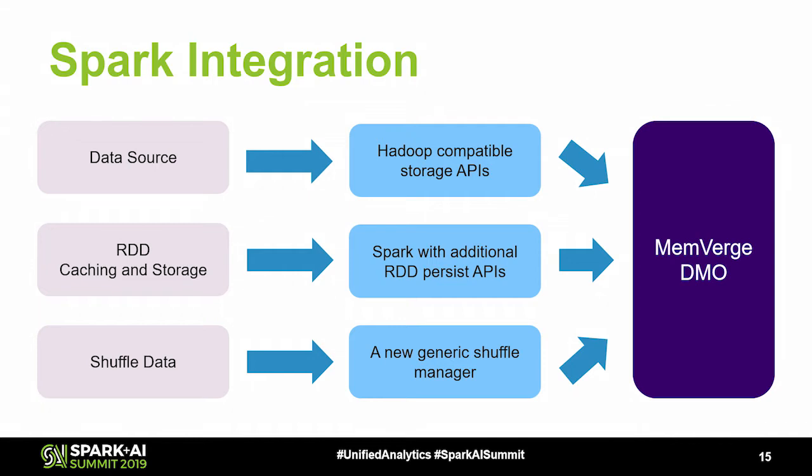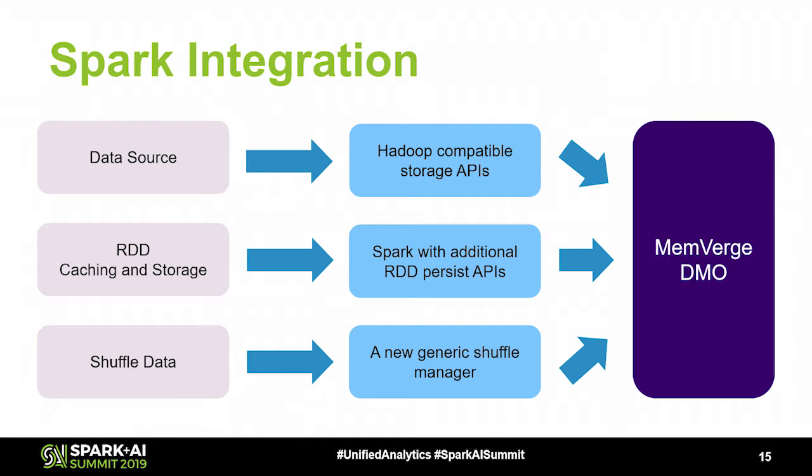When integrated into Spark, we choose three typical scenarios. One scenario is to use the persistent memory and the DMO as a data source, and we build a Hadoop compatible file system API on top of this DMO system, so that Spark could directly read data from this DMO without needing any code changes. And second, for RDD or data frame caching, we also add an extra persistent level or persistent APIs in the Spark code, so that the intermediate RDD data or the data frame table can be cached on the DMO system.